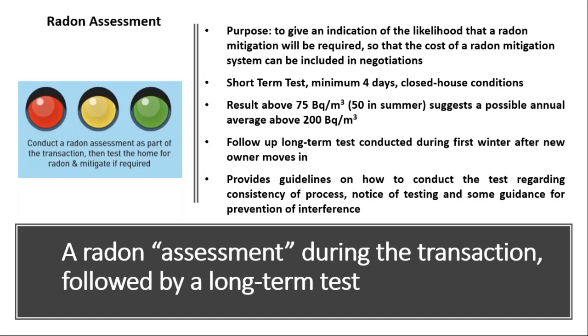We then split the results. If the results are above 75 becquerels per meter cubed, or 50 in summer, this suggests that the annual average could be above 200. We always emphasize that a long-term test be conducted during the first heating season after the new owner moves into the home. And this document provides guidelines on how to conduct the test for consistency, with giving notice of the testing, and some guidelines on how to prevent interference.